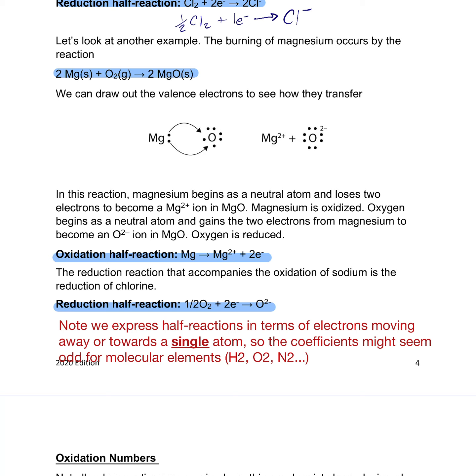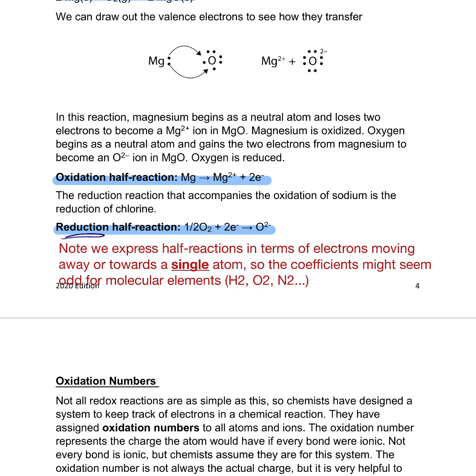The oxygen begins as a neutral atom and gains 2 electrons. Gaining electrons is reduction. So the reduction is the oxygen, and the magnesium has been oxidized. And we can again see that the charge on the magnesium has gone up. It's gone from 0 up to +2, so that's oxidation. The oxygen has gone from 0 to -2, which is reduction.